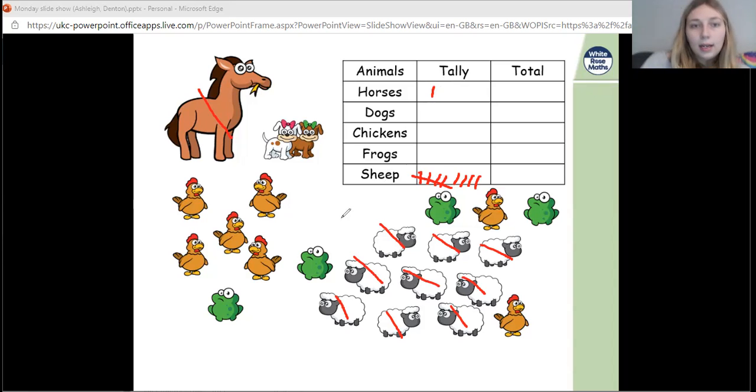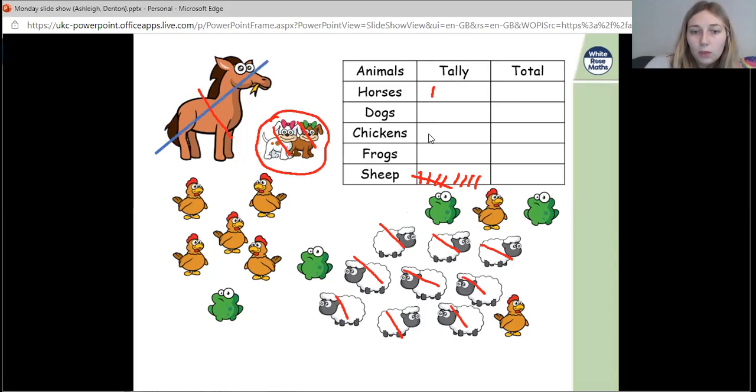Okay, let's have a look. How many dogs can I see here? So I need to be careful here because they've tried to trick us and they've put them really close together. I don't just have one dog, I have two dogs. So I need to put my tally marks in for my dogs.